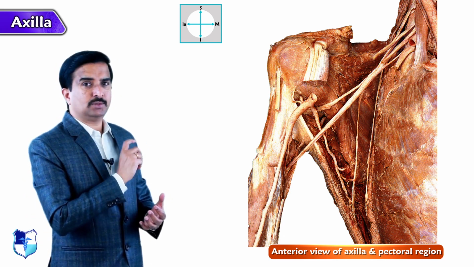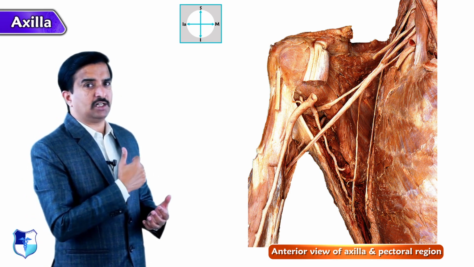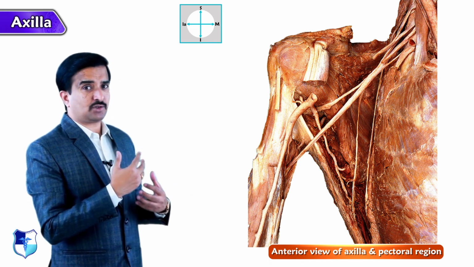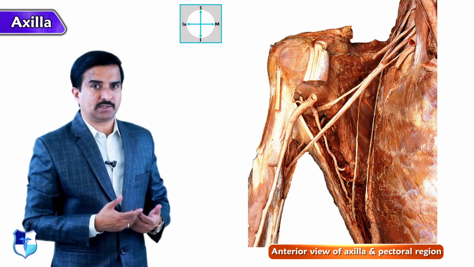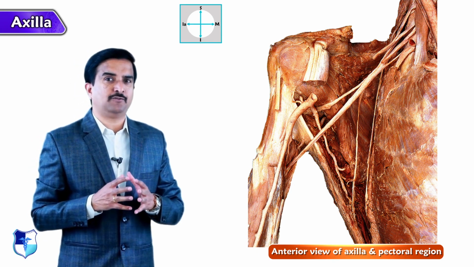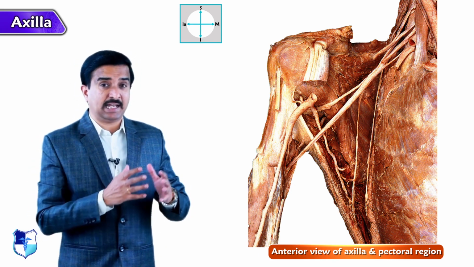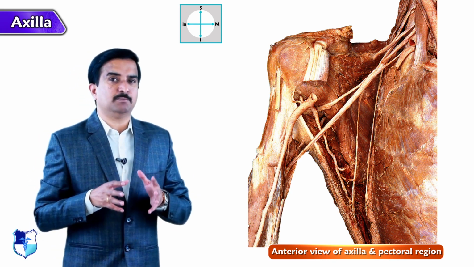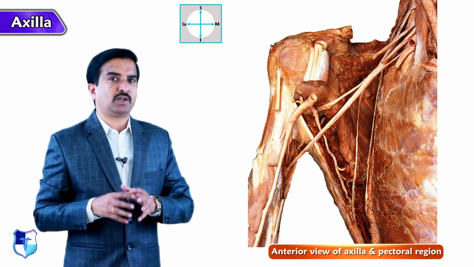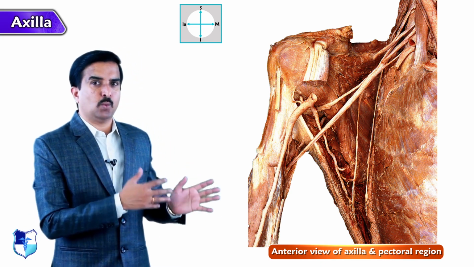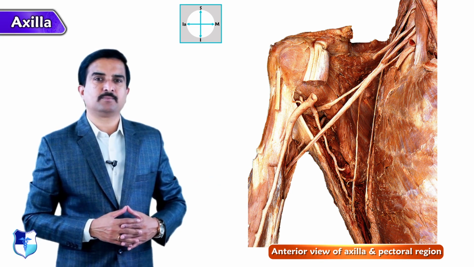Let's try to demarcate them and try to learn all these structures, and we should try to correlate with the gross anatomy textbooks also. So it is very important for all of us to know the anatomy with the cadaveric specimens as well as with the beautiful colorful images. We always should try to correlate between what we know with the colorful images and these cadaveric images.